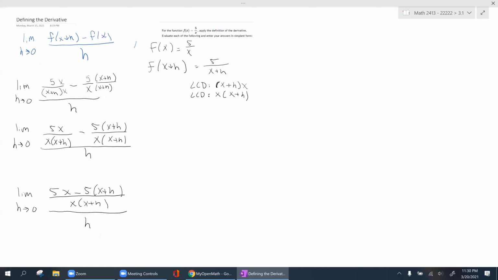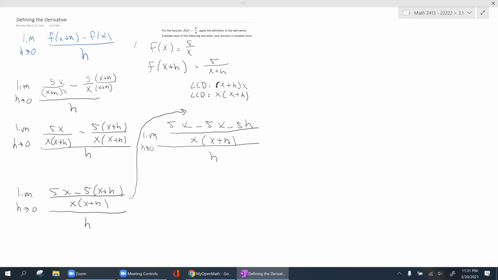Let me go ahead and keep focusing on that numerator. I'm not going to be focused on that denominator. You want to leave those denominators as is. You don't want to really distribute into there. You want to just leave it like that. It's nice and compact. We like that. What I'm going to go ahead and do is just distribute this negative into there. So this is going to be 5x minus 5x minus 5h all over x times x plus h all over h, and this is the limit as h approaches 0.